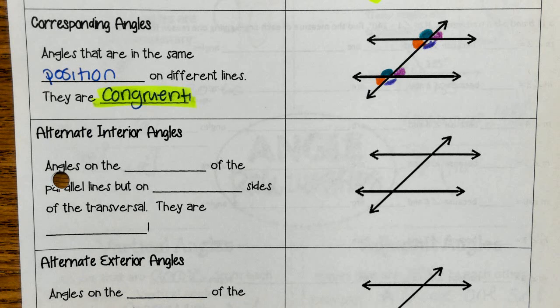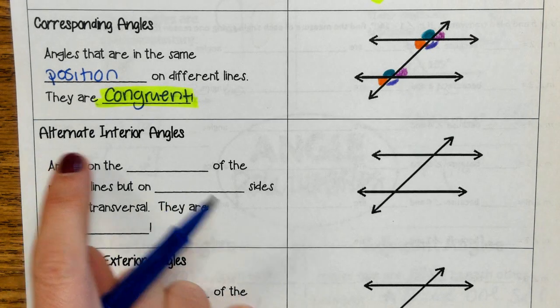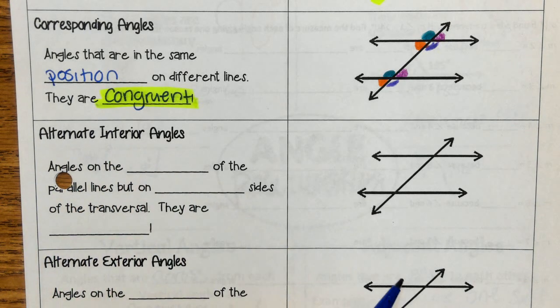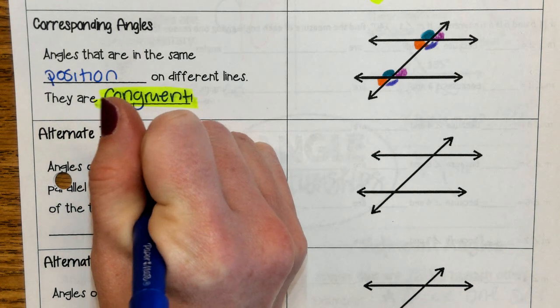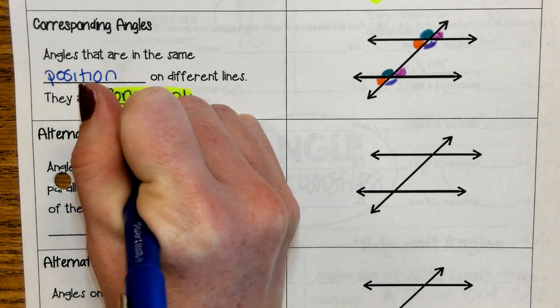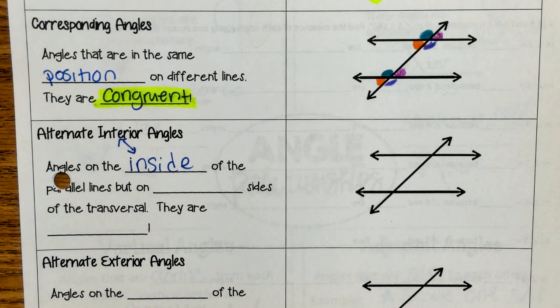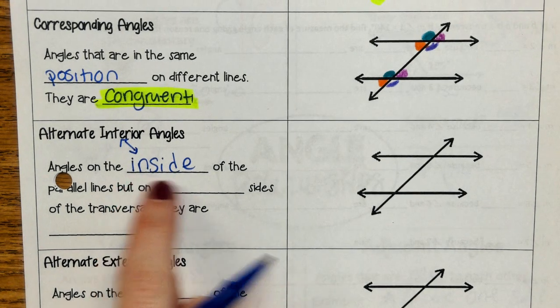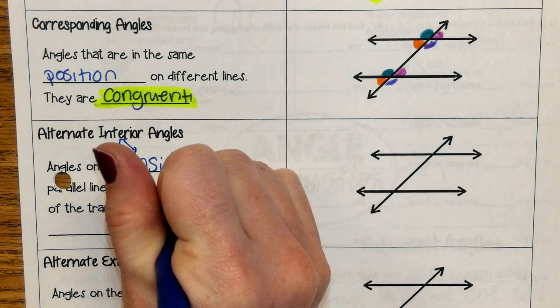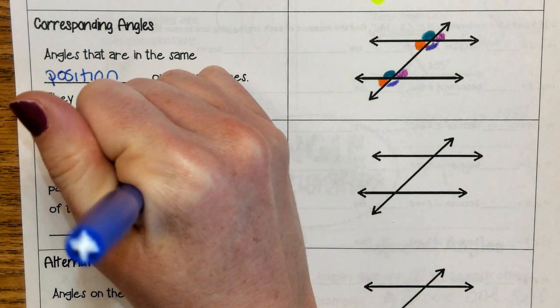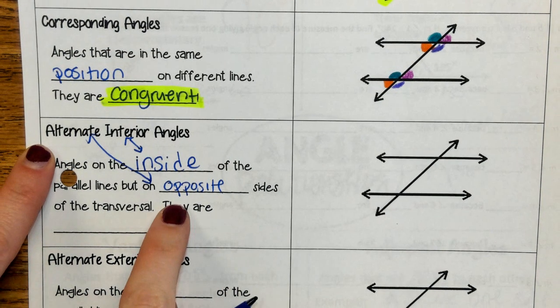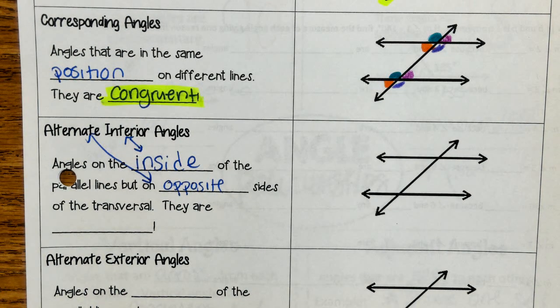Alright, your next set of relationships are alternate interior angles. Alternate interior are angles on the inside. Interior, inside, that means the same thing. So angles on the inside of the parallel lines, but on opposite sides of the transversal. Alternate means opposite. So alternate interior means opposite inside angles.